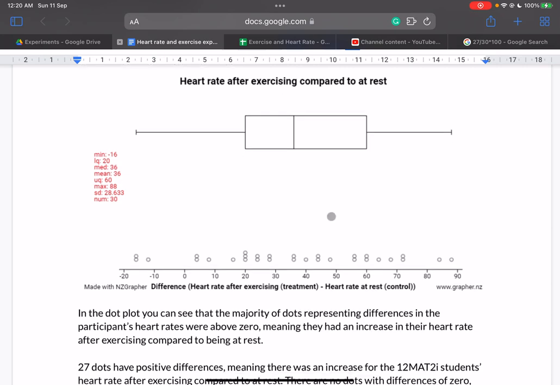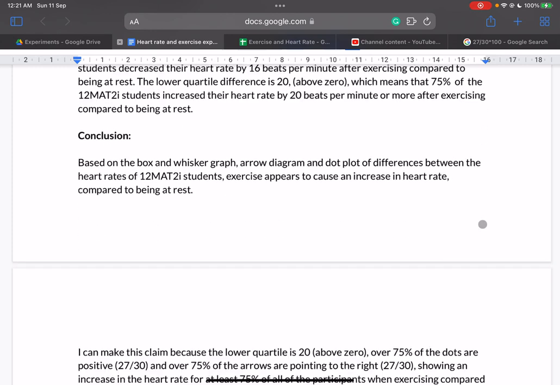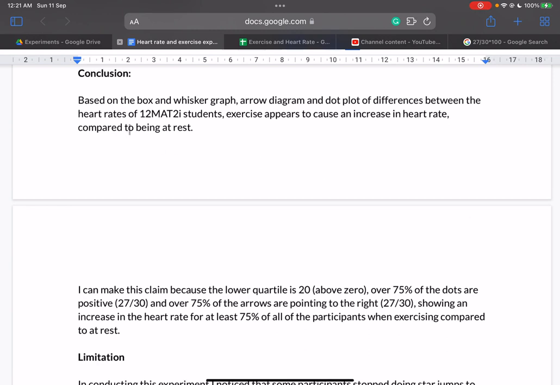Same thing with our box and whisker plot. Our lower quartile is above 0. So because your lower quartile is above 0, that means 75%, 25% plus 25% plus 25%, 75% of your data showed an increase in the response variable, and we can say that that was caused by the treatment variable because we controlled the conditions. We changed it ourselves, we controlled the conditions. So this is how you'd write your conclusion.